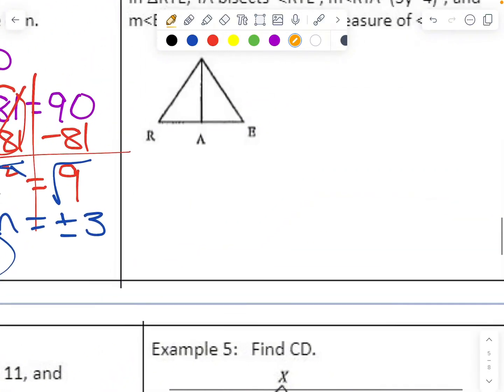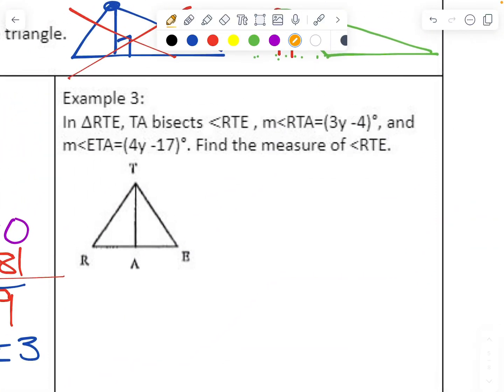Now we're going to go back to example 3, and we're going to be doing some of the same steps that we did in example 4. This time we're not talking about the median, we're going to talk about a bisector. And again, bisect is just to cut it into 2 pieces. It says in triangle RTE, so this triangle right here, TA bisects angle RTE. So that means that we take this angle right here and we are going to cut it in half. So our marking that we can do is that this angle is the same as this angle. And you can do the same markings to show that they are the same.